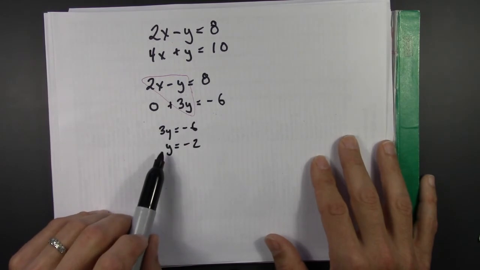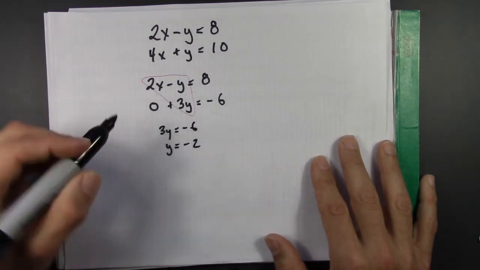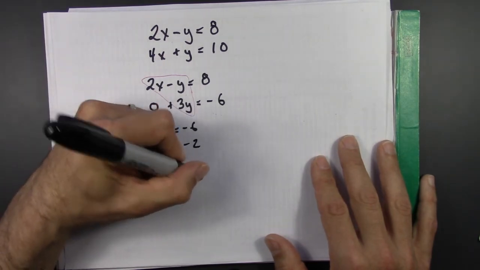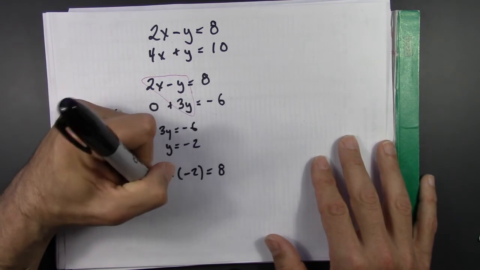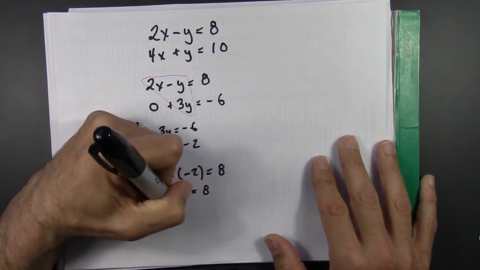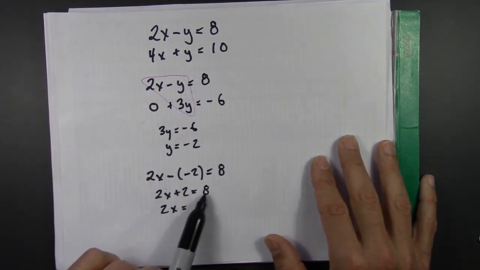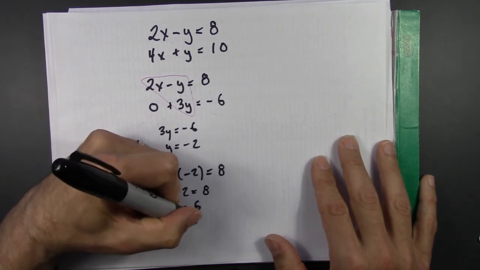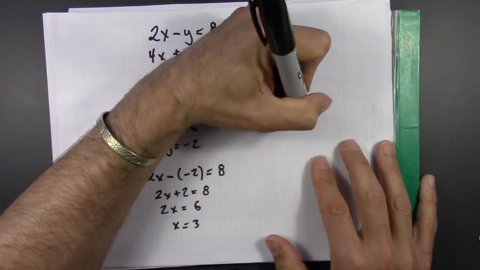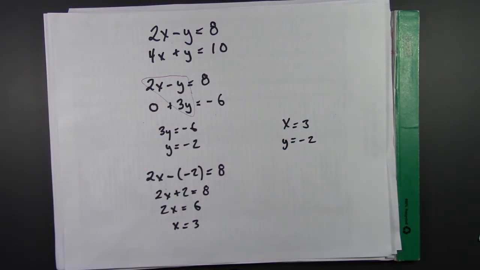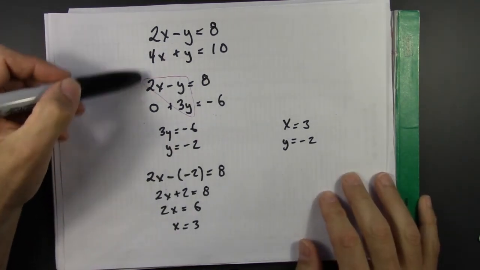All right, now I have y. Let's plug that back into the top equation. 2x minus y is 8, so 2x plus 2 is 8. 2x equals, let's see, 8 minus 2, that's 6. So this tells me that x will be 3. So we've solved the system. x equals 3, y equals minus 2.